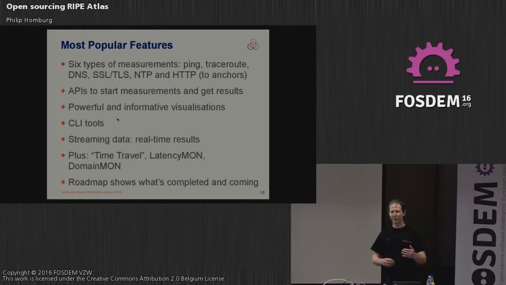Latency one is an attempt to make the visualizations more intelligent, so it tries to compute a baseline and then show how it deviates from the baseline, instead of having stuff that is either clipped or where we don't see the details.